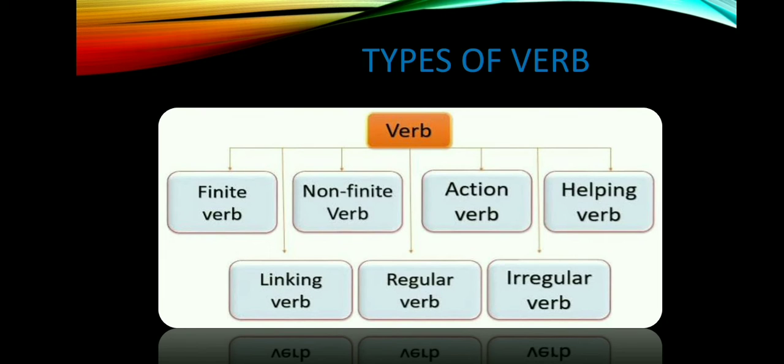Actually, these are various types of functions that are performed by a verb. On the basis of the work, we have given the types of verb.